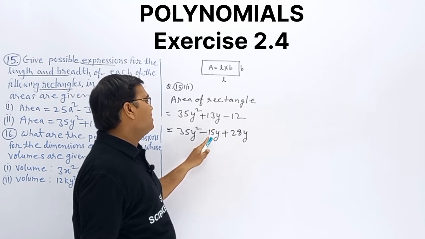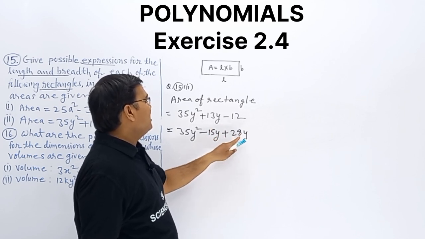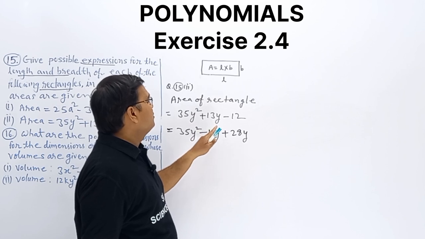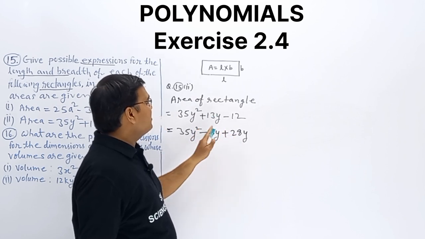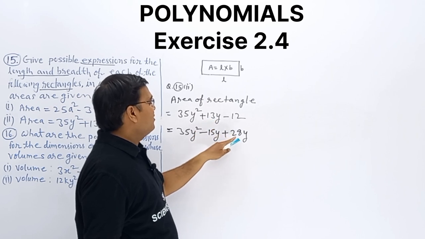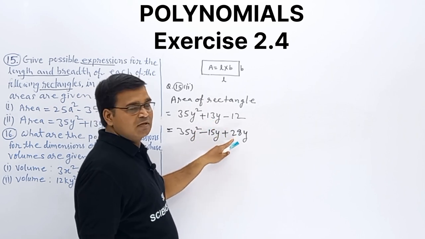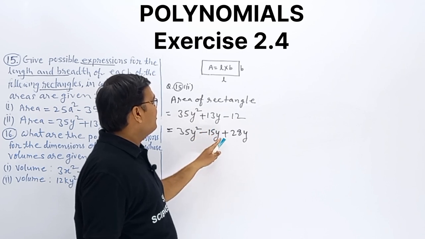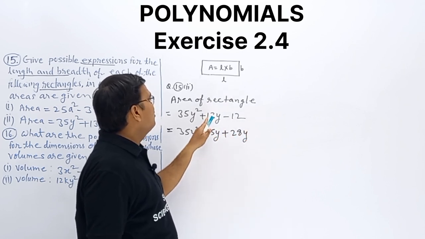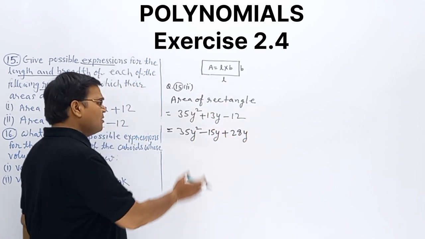28 minus 15, what are we getting? 8 minus 5 is 3, and 2 minus 1 is 1, so 28 minus 15 is 13. Positive is greater than negative, so the answer will be positive. So minus 15y plus 28y is plus 13y. The sum is correct.